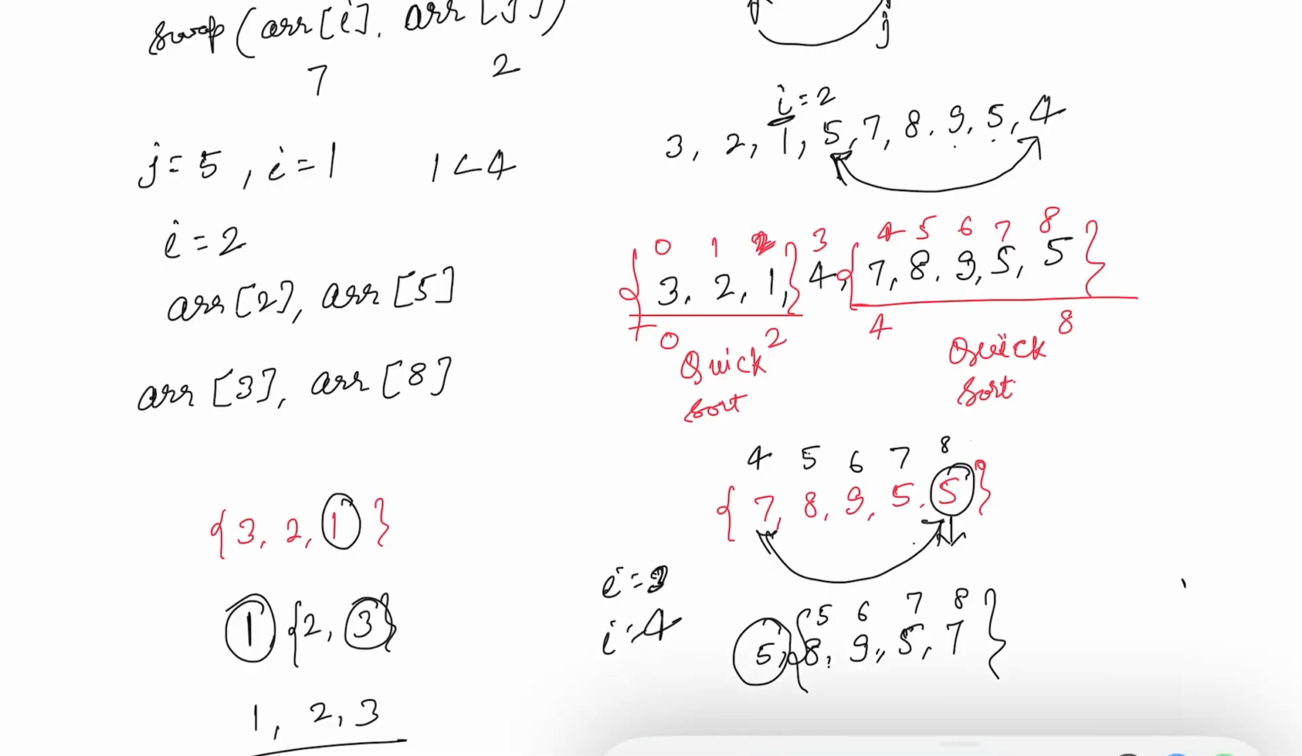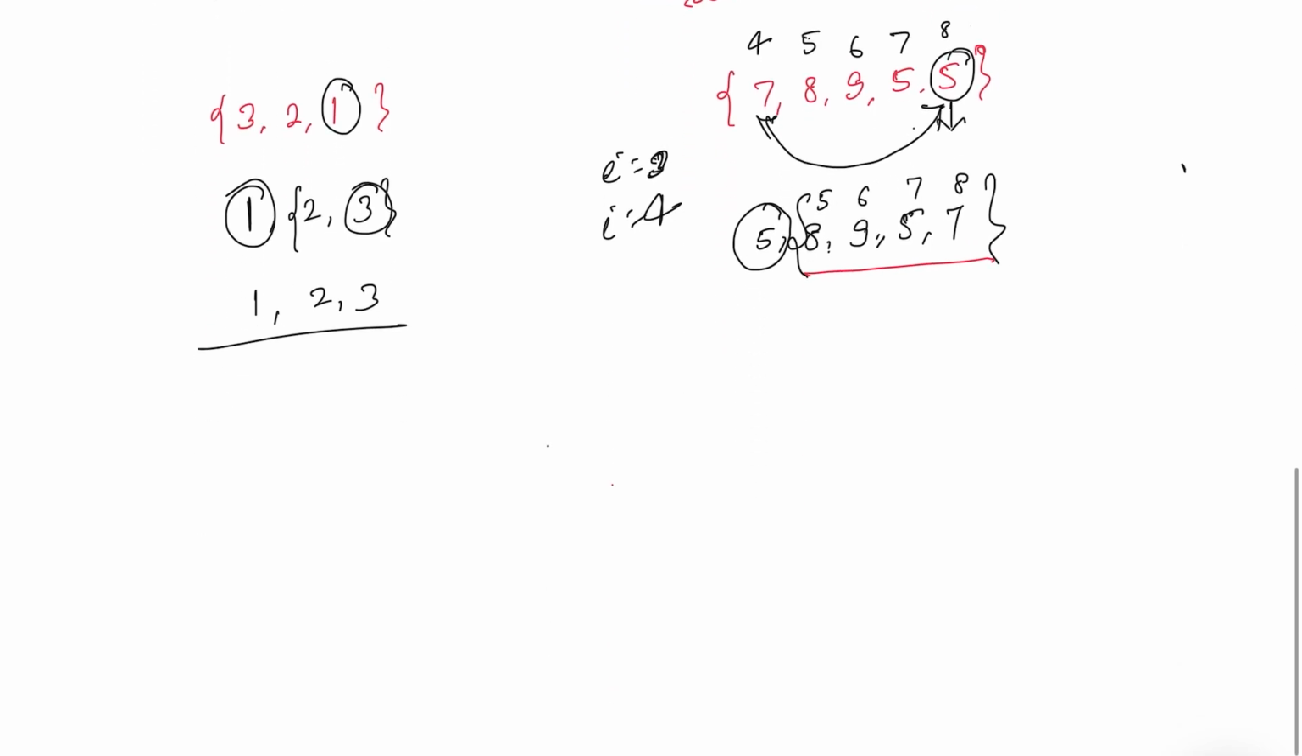See, now we have to sort this array, 8, 9, 5, 7. Now we will take 7 as the pivot. Whatever elements are less than 7 will be in the left direction, and whatever elements are greater than 7 will be in the right direction. So here the indices were 5, 6, 7, 8. The initial index was starting from 4, low minus 1.